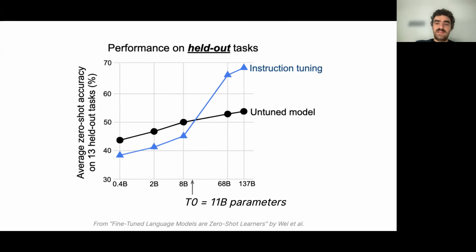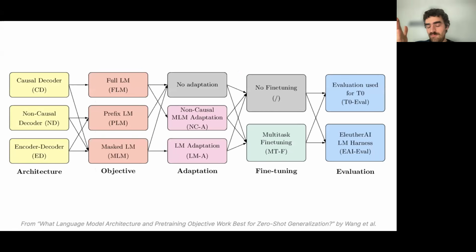So this is weird, right? It kind of asks the same question. What is it about T0 and MT0 that produces so much better models than the Flan model and Bloomz? Okay, so to answer this question, we undertook a study of what language modeling architecture and pre-training objective produces the best zero-shot generalization, either with or without multitask fine-tuning.